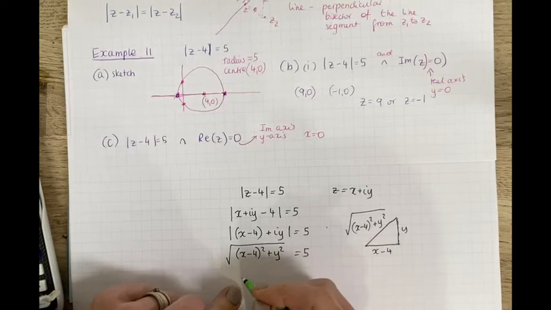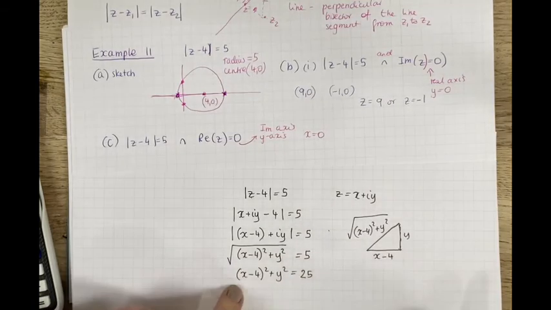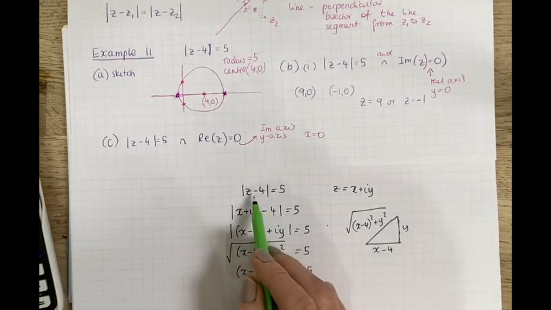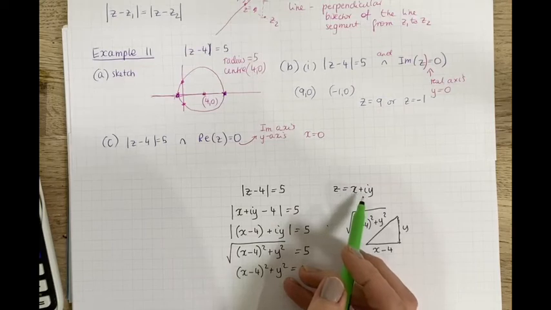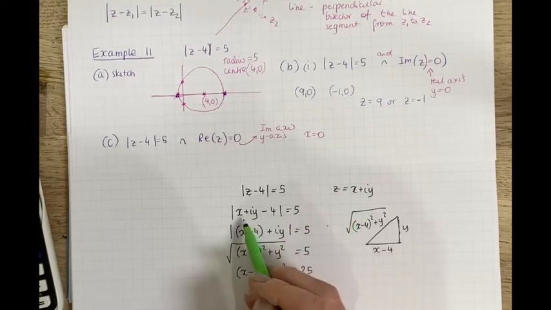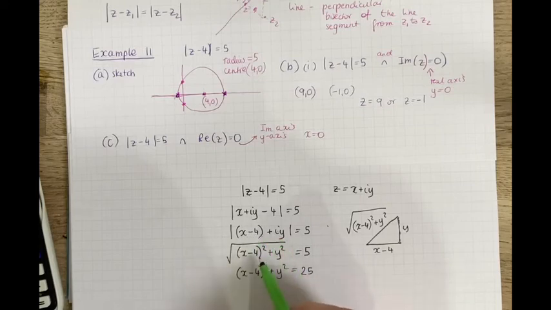There we go. And you can square it, and if I square it, I should get the equation of our circle straight away. So if you forgot that this represents a circle, you can always get the Cartesian equation by replacing z with x + iy, gathering the real parts and imaginary parts, and just working out the modulus of this complex number.